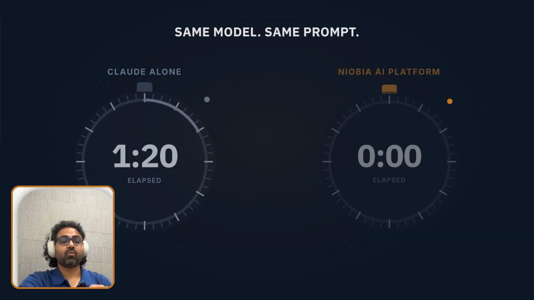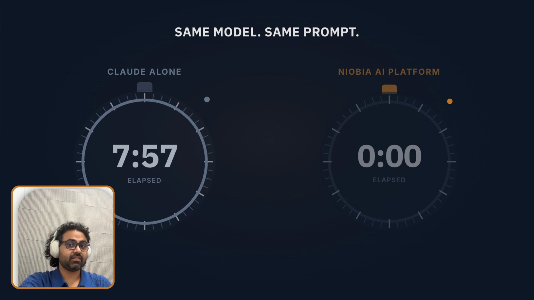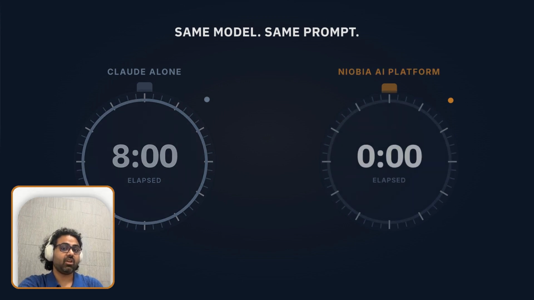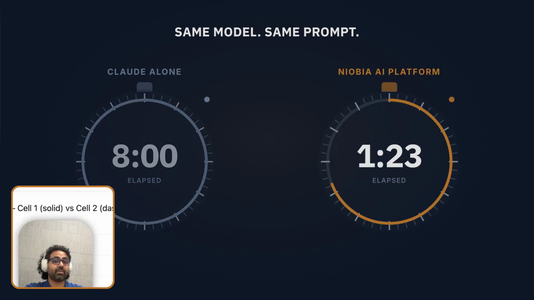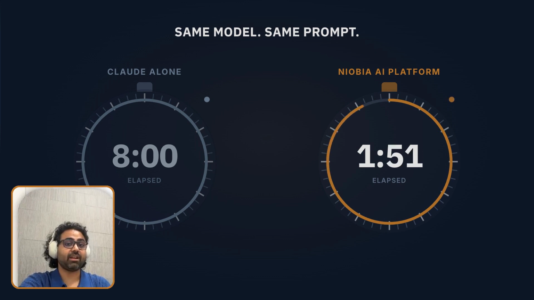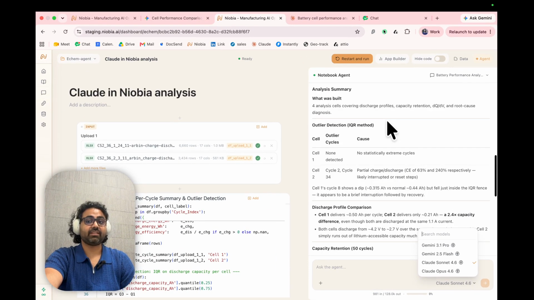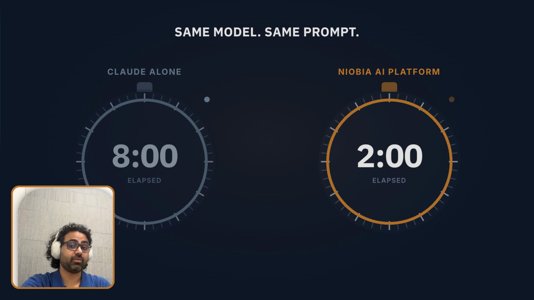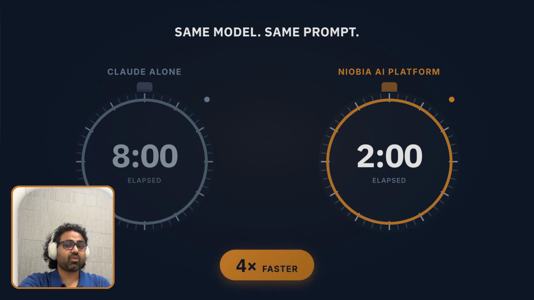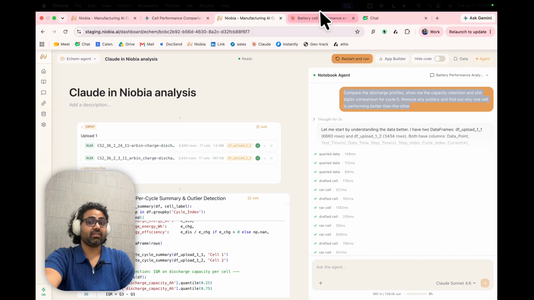One key thing that I want to flag here is that this analysis took me 8 minutes to run. On the other hand, I also did a parallel analysis in Niobia AI platform. I had the same Claude model, I had the exact same prompt running here, and this ran in 2 minutes. And I was trying to find out why did this happen in 2 minutes, and this took like 8 minutes.